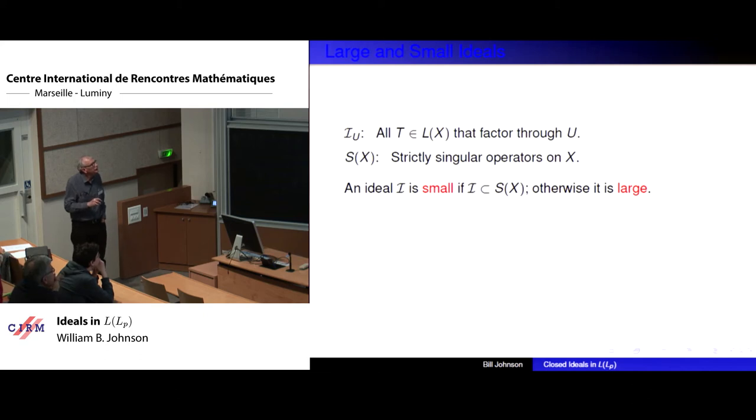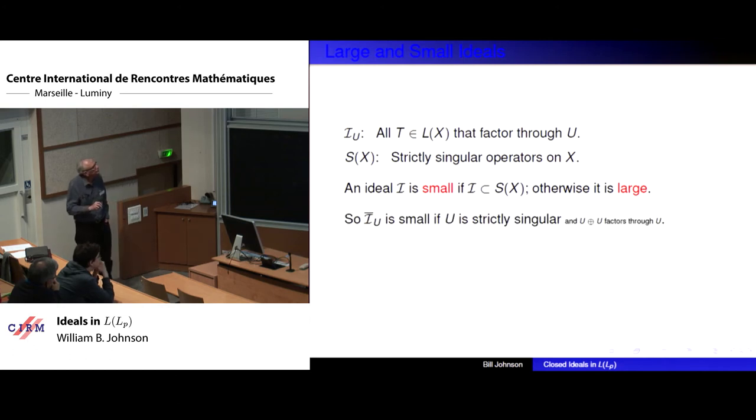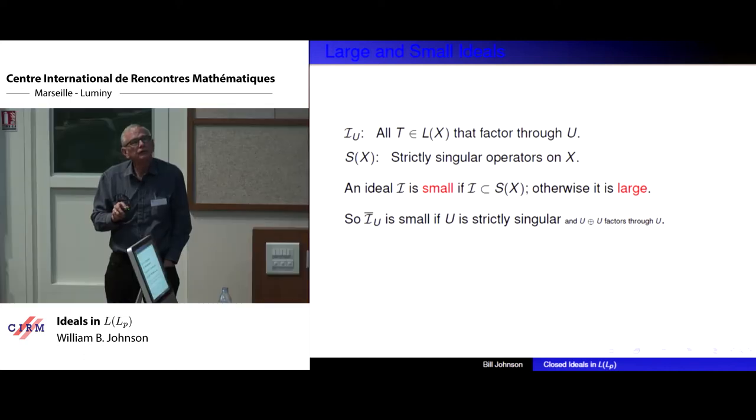Now, in some spaces, a large ideal contains the strictly singular operators, for example, on L1. On other spaces, it's not true. A large ideal doesn't necessarily contain all the strictly singular operators. That's the case on all the other capital LP spaces. So to say that an ideal is small, the way to guarantee that is that this operator that you use be strictly singular. And of course, to make sure it's an ideal, you want to know that U plus U factors through U, as I said.